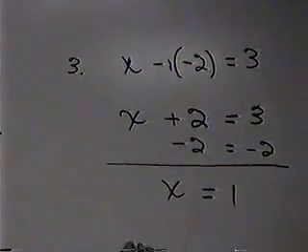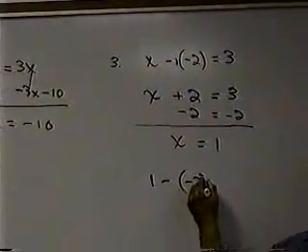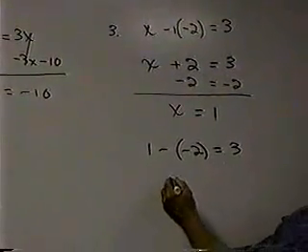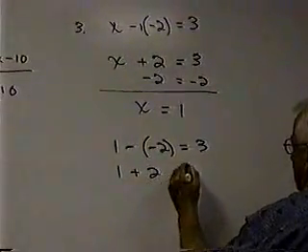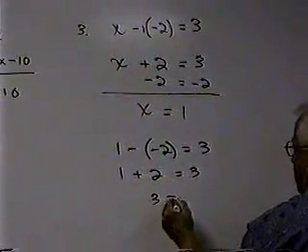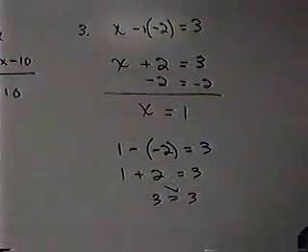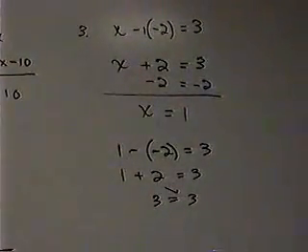It's x, which is 1, minus a minus 2 is equal to 3. And sure enough, 1 minus times a minus is a positive, and it does check. All right, let's go to the next example.